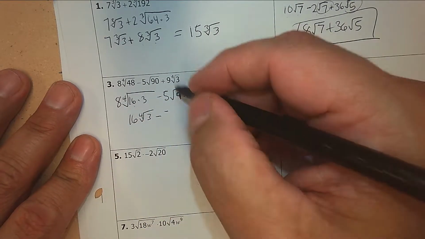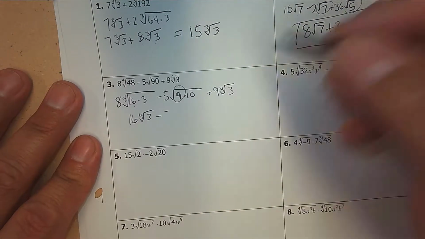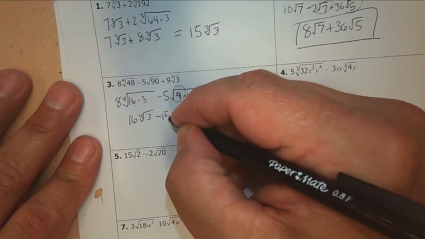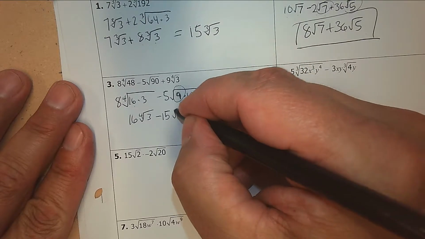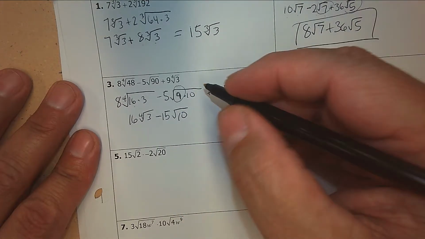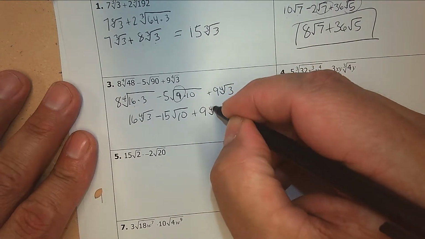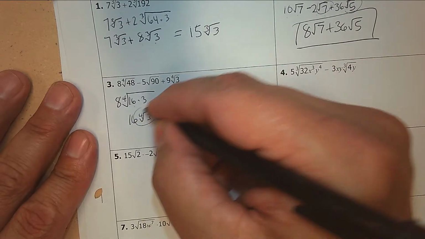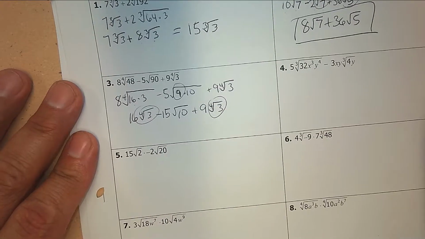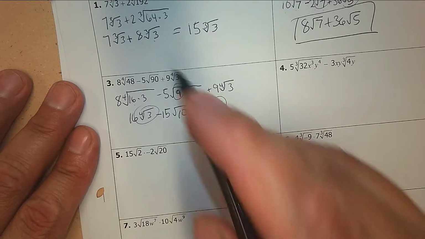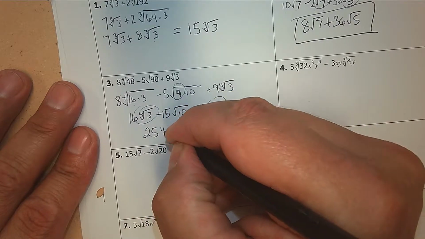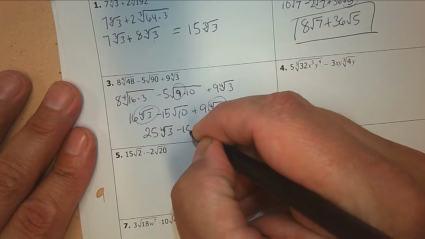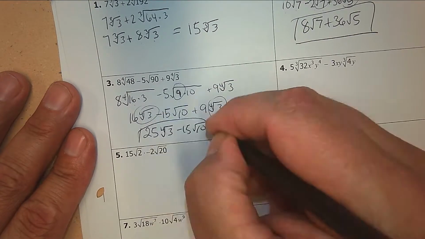This one, the square root of 9 is 3, times 5 is negative 15, and you're left with the square root of 10. And then we have 9 and the fourth root of 3. So do you see how these two radicals match? So you can add those numbers. 16 plus 9 is 25, and the fourth root of 3. And then 15 and the root 10 is unlike, so it can only go beside each other.